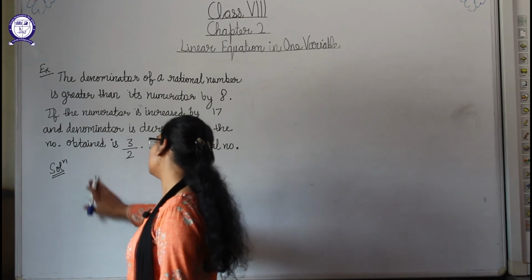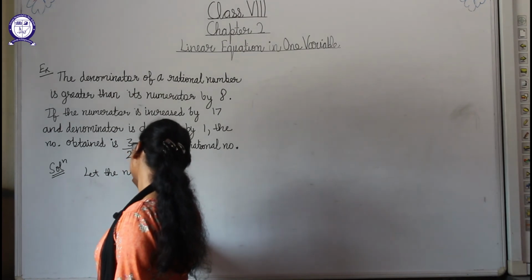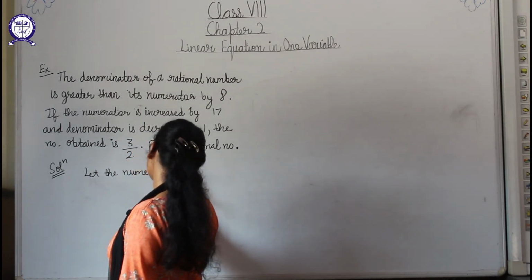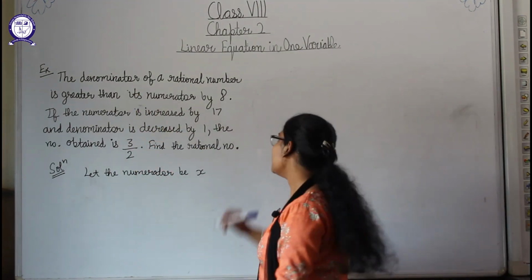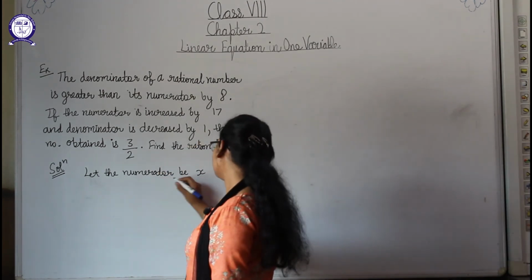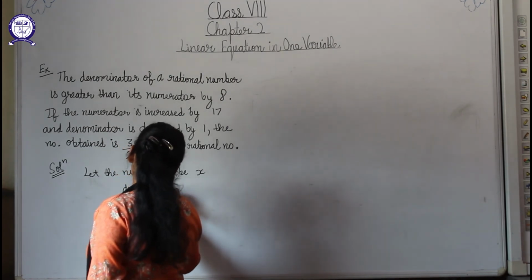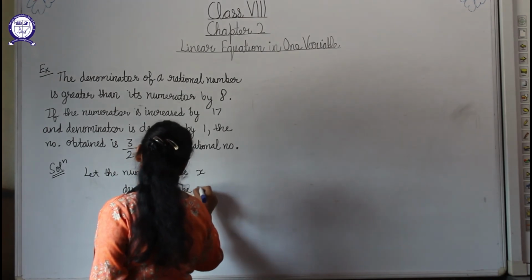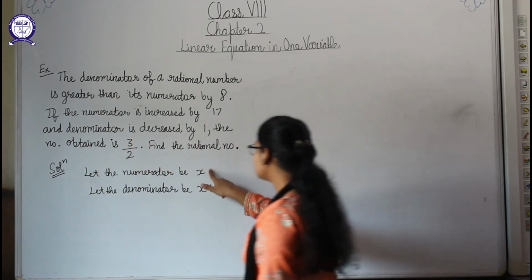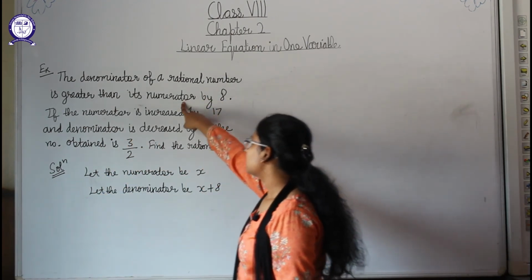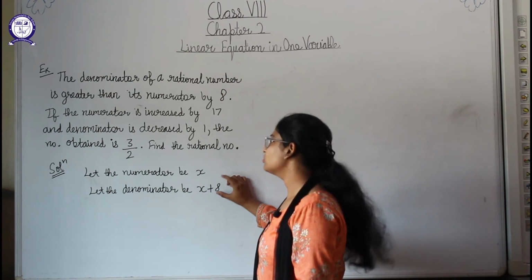So suppose let the numerator be x, and it is given that the denominator is greater than its numerator by 8. So here the numerator is x, so the denominator will be x plus 8, students, because whatever the numerator is, the denominator is 8 greater, so we have to add 8 to the numerator.